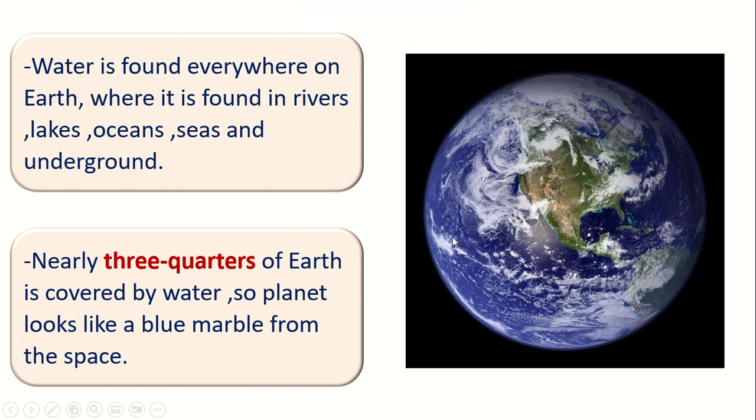Give the reason why the Earth looks like a blue marble: because 3/4 of the Earth is covered by water. As we can see, most of the Earth, or 3/4 of the Earth, is covered by water. That's why the Earth looks like a blue marble. So 3/4 of Earth is covered by water.